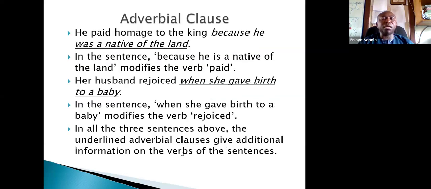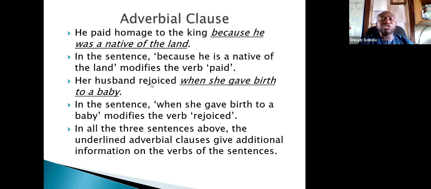He paid homage to the king because he was a native of the land. Here we realize that "because" started the adverbial clause, and it modifies the verb paid.